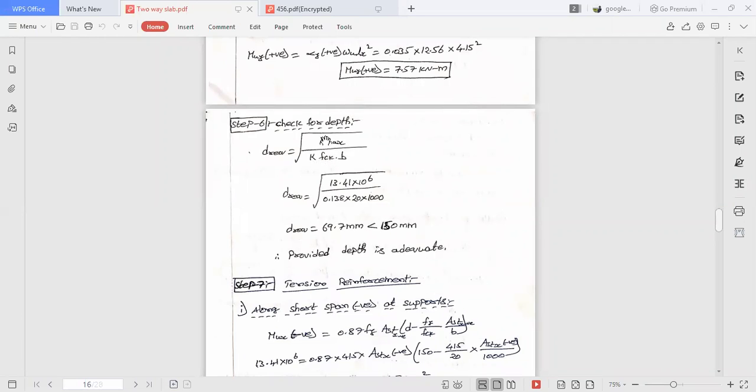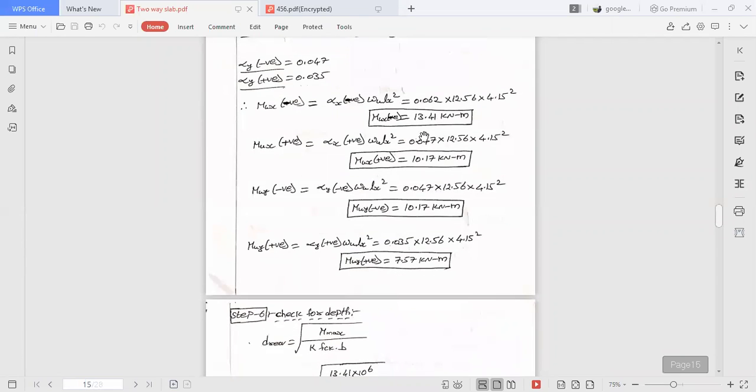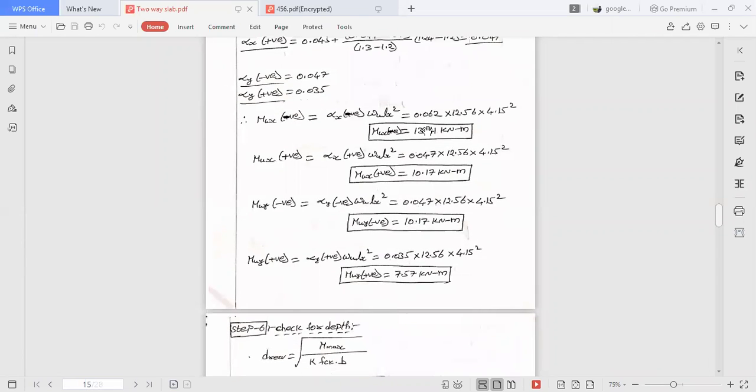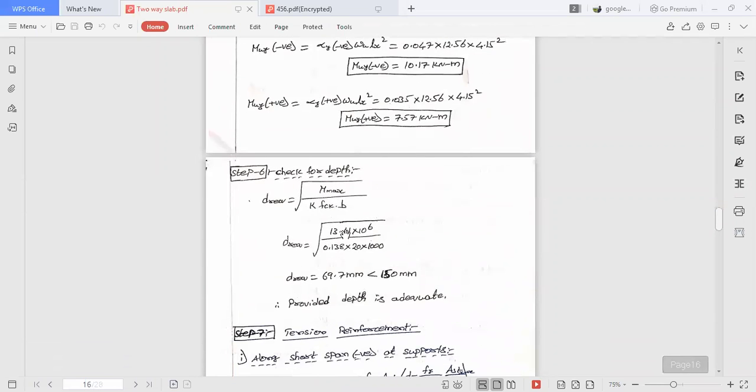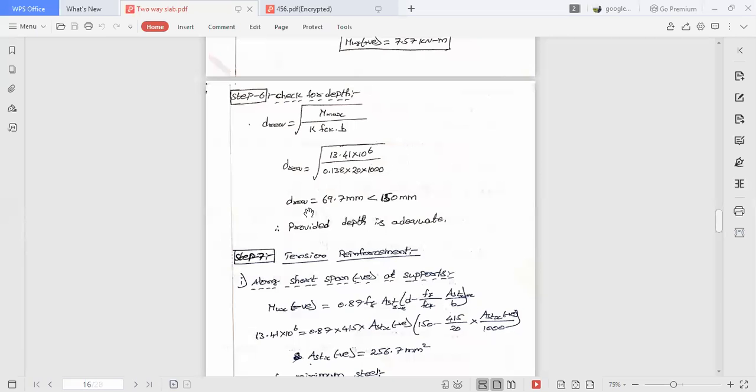In that, what do you mean by M max? The maximum moment of all these four. Out of these four, the maximum value is 13.41. So 13.41 multiplied by 10 power 6, which is in terms of Newton mm, multiplied by K fck b. And after this, we got a depth of 69.7 mm. The total depth required to resist the bending is 69.7 mm.